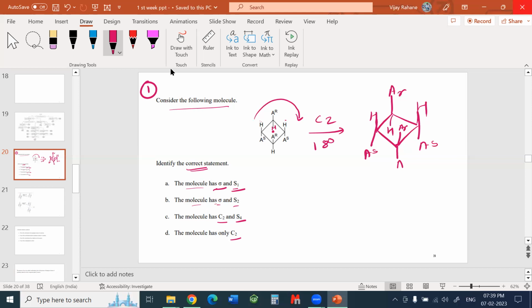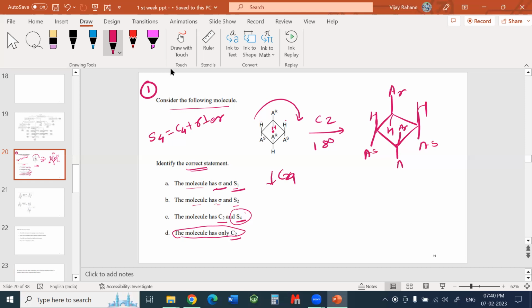Also, we can consider another possibility where the C2 axis is there. So this may be the correct statement, but we need to check here. They have not mentioned that it has C2 or anything, so we need to check whether S4 is also there or not. How can we check S4? S4 means C4 plus sigma perpendicular, right? So we'll take the C4 first, and then we'll take the sigma.